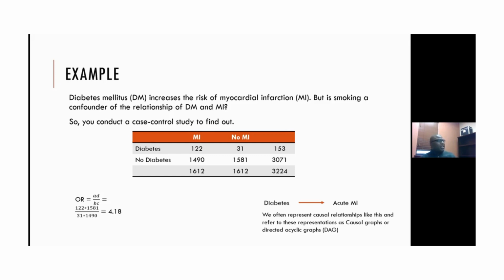But the question here is, is this a causal relationship? Is it that diabetes, that DM, actually causes myocardial infarction? Or is it that people who smoke tend to have DM, and of course, people who smoke tend to have myocardial infarction also? Is it that because a large proportion of the people who are having DM are smokers, that's why we're seeing a relationship showing up between DM and myocardial infarction? In essence, the relationship between DM and MI is being confounded by smoking.